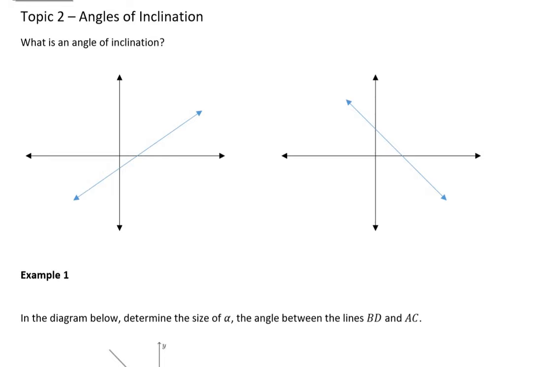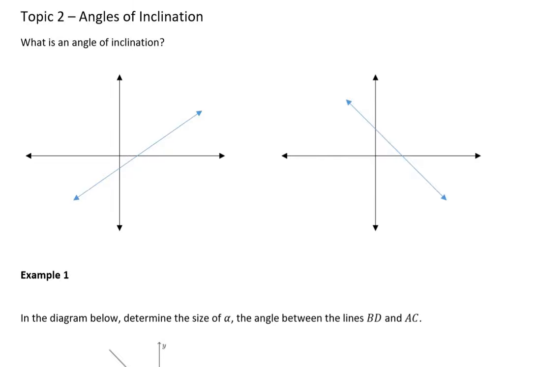Right, grade 12's on to topic 2, and that's angles of inclination. So this was the big topic that we learned in grade 11. Now I'm actually going to do 2 examples in this one, but I would advise you to hit pause to do the examples yourself and then come back, because it is something that we have done before.